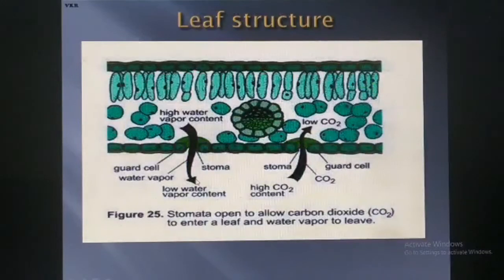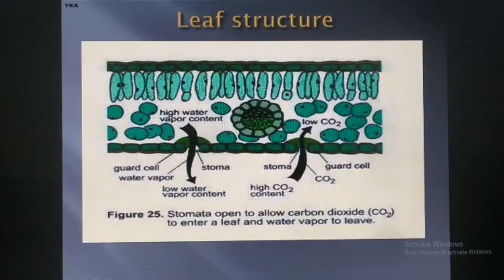This is the structure of a leaf once again, in which we can see the upper epidermis. These columnar cells are the palisade parenchyma, palisade mesophyll. After the palisade mesophyll you get this area where the air spaces are present, making this whole area less solid, less dense. That's why it is called spongy mesophyll. Well, we are not concerned about that right now.